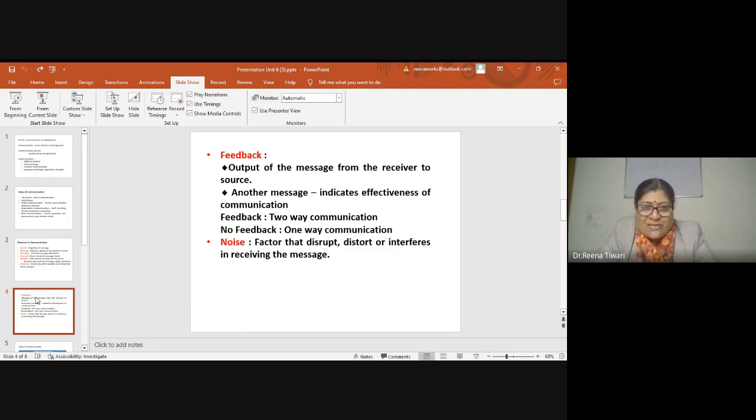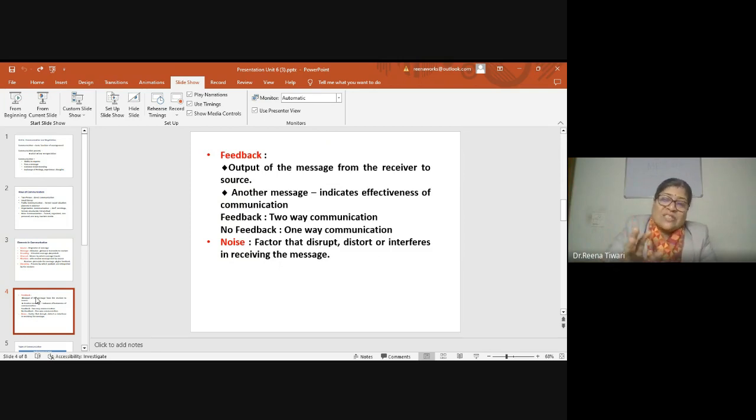So when the receiver is receiving some message, then what is their output? And sometimes when they give another message, it indicates the effectiveness of communication. Okay, a message is being sent by the source to the receiver through different channels. Every message doesn't evoke a response. Sometimes a message evokes a response and another message is given to the individual who has sent the message. So that means the message is effective. The message is effective, then only it has evoked a response from the receivers.